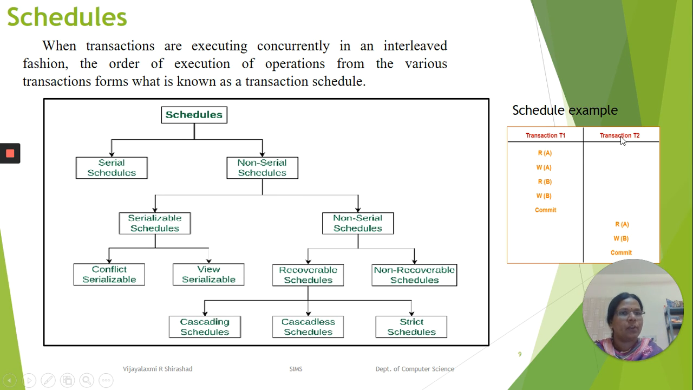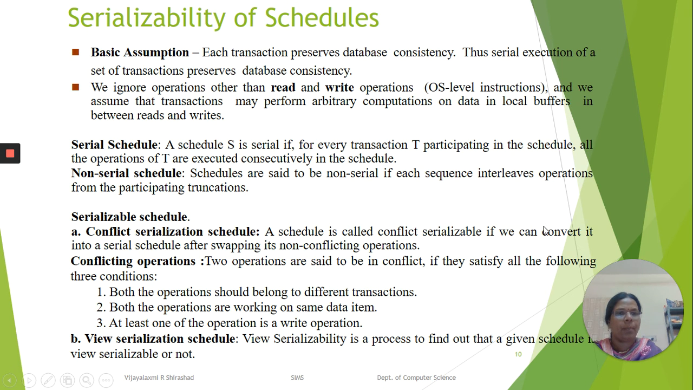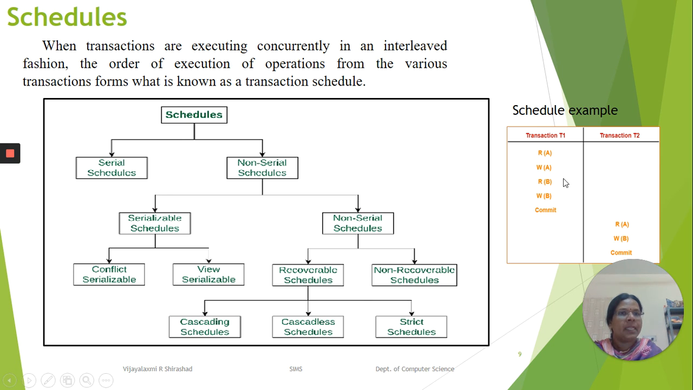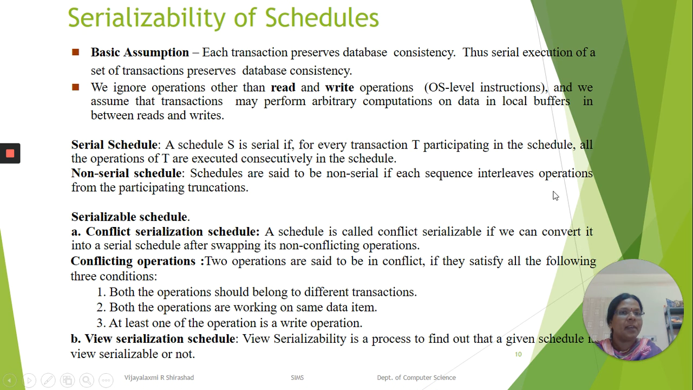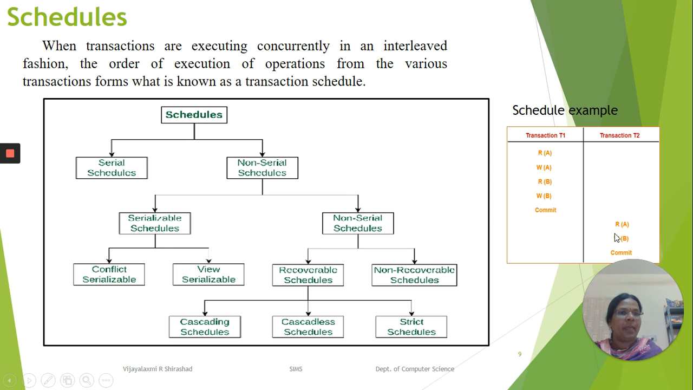How does a schedule happen? There are two transactions. Transaction T1 has read A, write A, read B. In a serial schedule, unless T1 finishes its transaction, T2 will not start. After completion of T1, T2 gets its turn: read A, then read B, write B, and completes the entire activity.